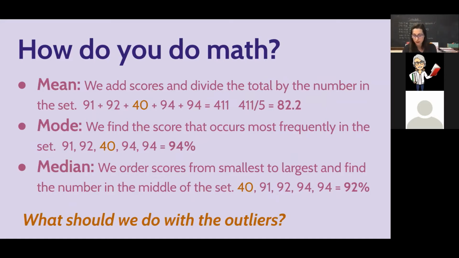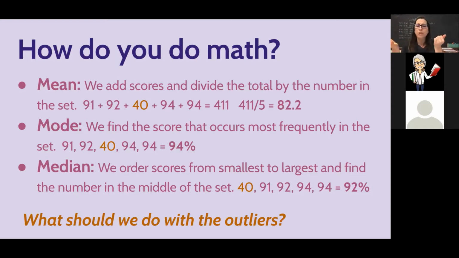So I'm going to start us off really wondering, how do you do math? We have different programs that do it, but really you need to decide, are you going to go with the mean, mode, and median? In the mean, we add scores and divide the total by the number in the set. There are 5 numbers here. We divide 411 by 5, and we get 82.2. In the mode, we find the score that occurs most frequently in the set, which gives us 94. And the median, we order scores from smallest to largest and find the number in the middle of the set, which would give us like a 92.